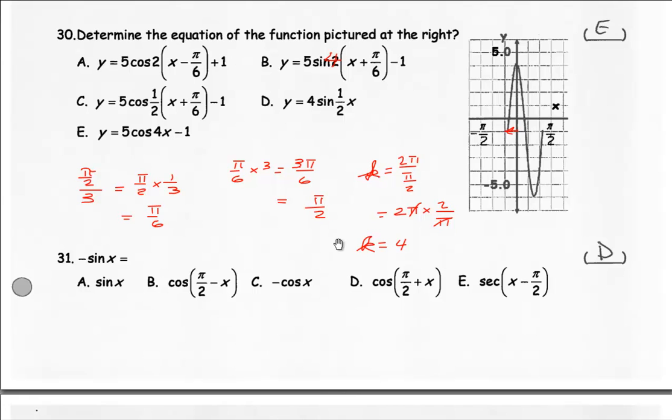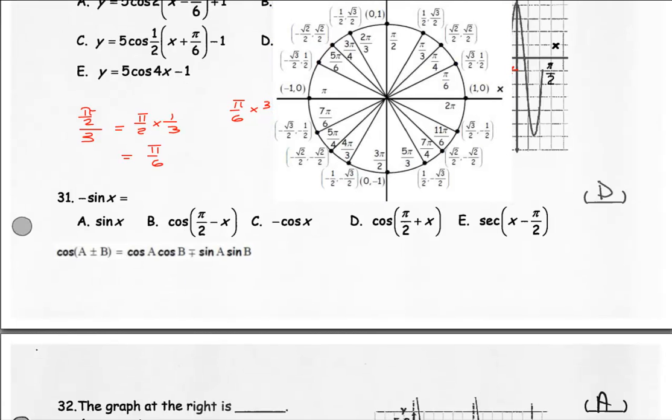For question number 31, negative sine x, and this is actually another identity. We actually could use the cosine of pi over 2 plus x, using the a plus b identity for this one. And so let's do that. Okay, so I just brought that identity just to demonstrate that D is the correct answer here. And so it's the cosine of pi over 2 minus x. So A is the pi over 2 and B is the x angle.